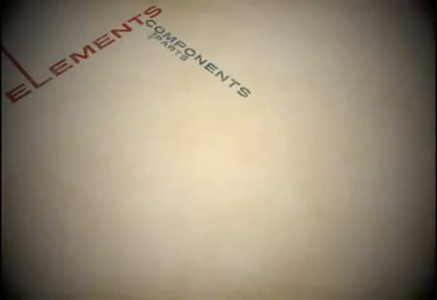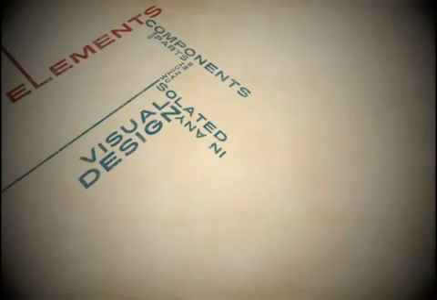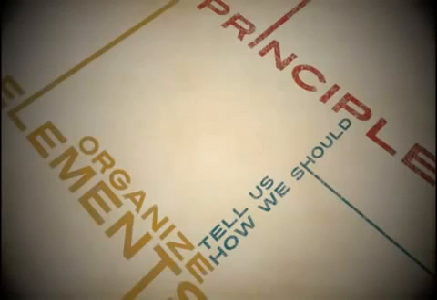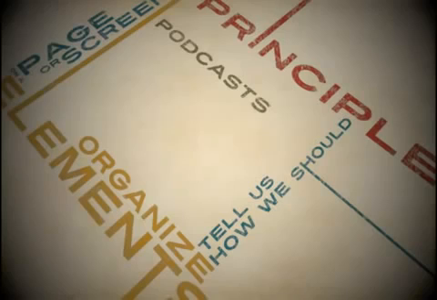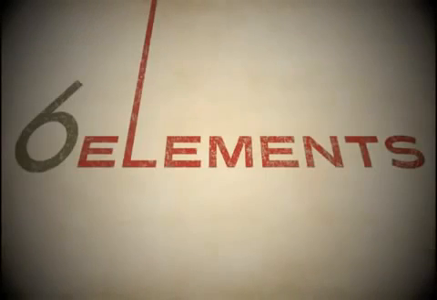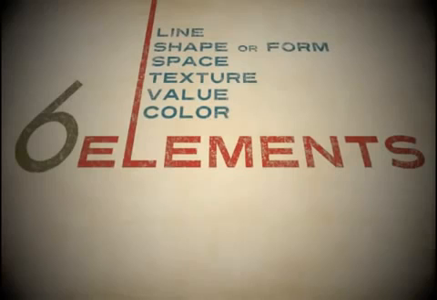Elements are the components or parts which can be isolated in any visual design or work of art. They're the actual things we add to a design, while principles tell us how we should organize those elements on a page or screen. In the next several podcasts, we'll discuss these elements and principles and how using them effectively will allow you, the graphic designer, to create well-designed visual communications. Let's start with the elements. There are 6 elements of design: line, shape or form, space, texture, value, and color.